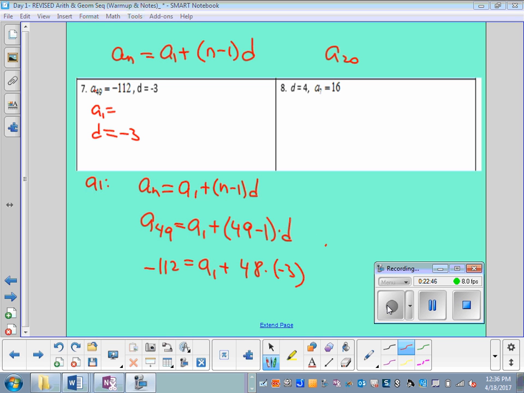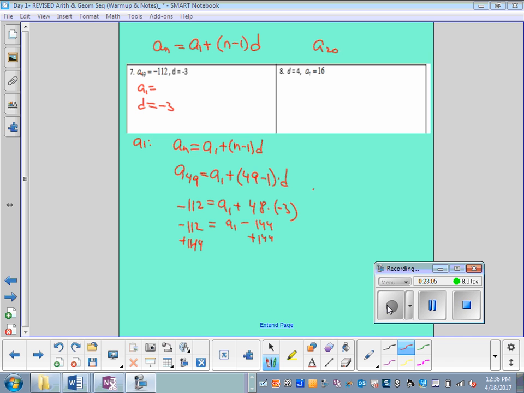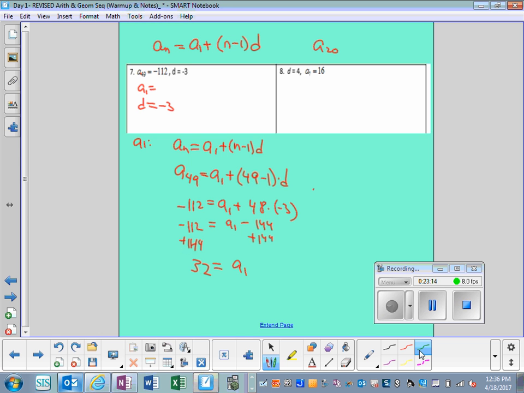48 times -3 is what? -144, and that equals -112. So plus 144 on both sides, and that gives us a1 equals 32. Perfect. So now we found a1, 32. Now I know a1, I know d, I'm pretty much done.